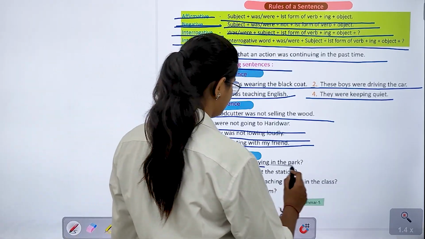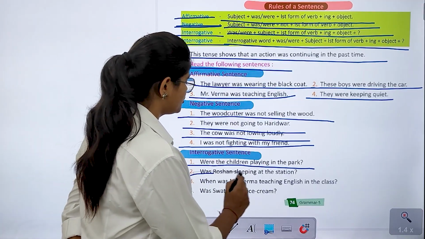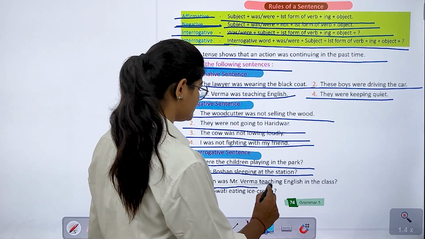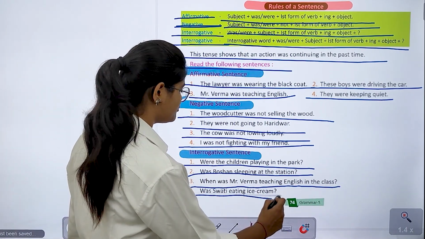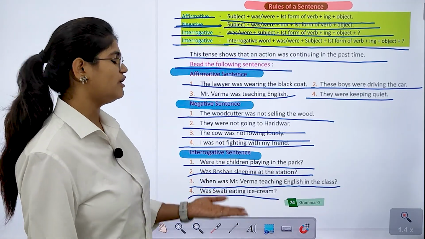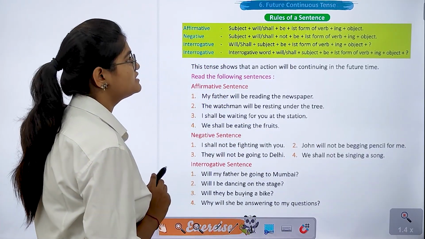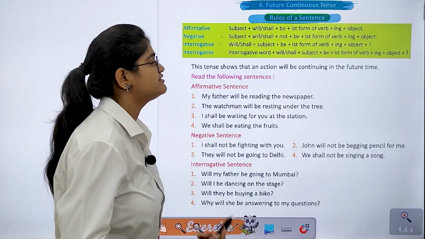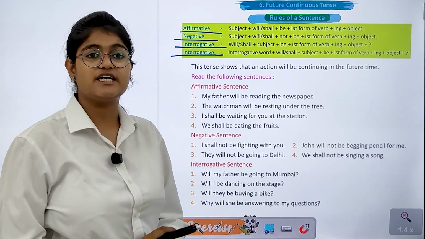Let's read the examples. Were the children playing in the park? Was Roshan sleeping at the station? When was Mr. Verma teaching English in the class? And was Swati eating ice cream? Right? All these are the examples of interrogative. So now next we have future continuous tense, and again we have the rules of a sentence. So let's begin with it. So affirmative, negative, interrogative and interrogative.